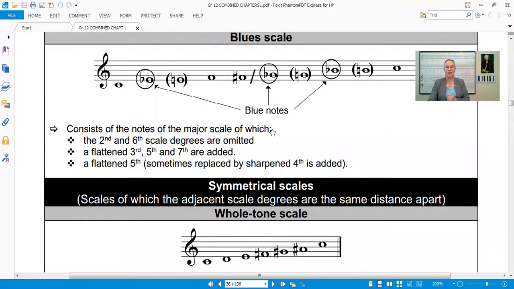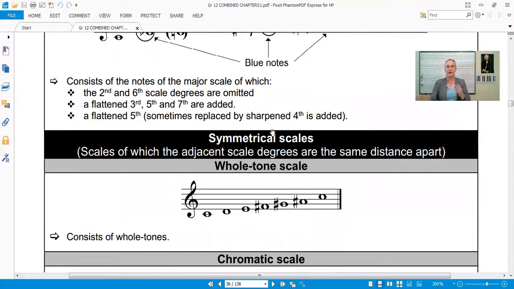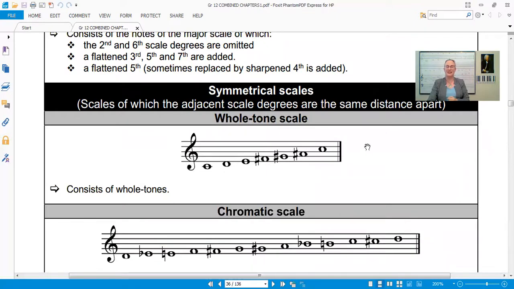And then you have your symmetrical scale. So that's where your adjacent notes are exactly the same distance apart. So the first one that we're looking at is your whole tone scale. So very easy. You pick your note, say it's the whole tone scale on C, and then you just start writing in whole tones from there.